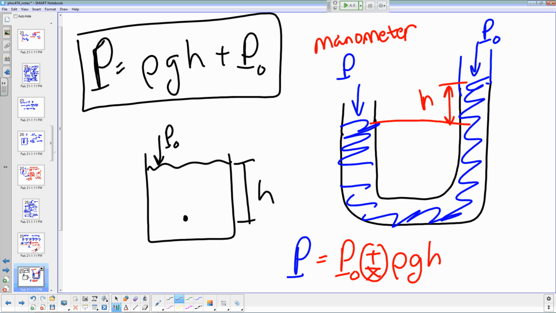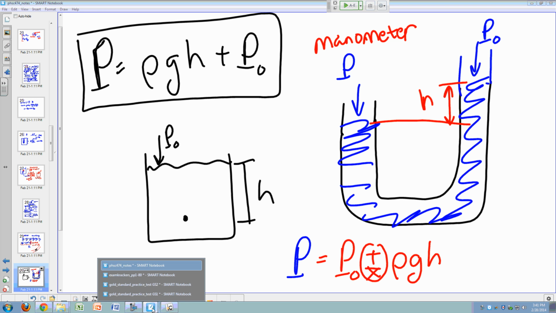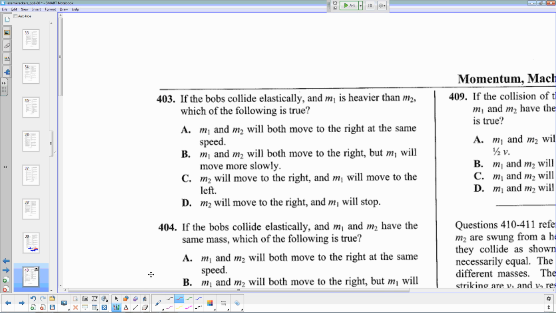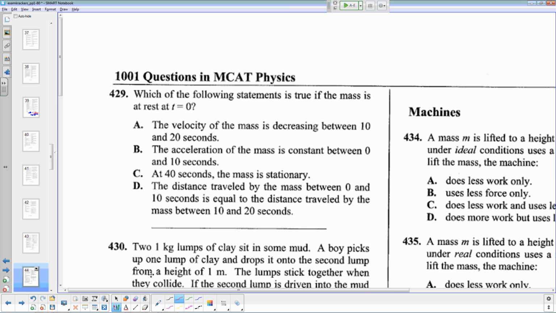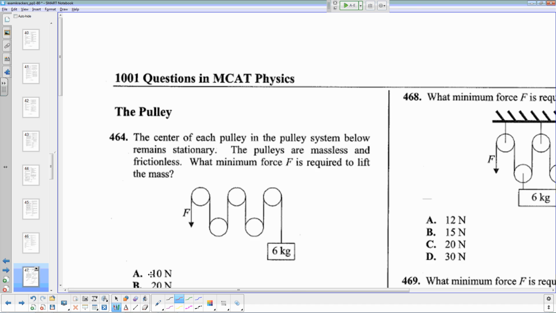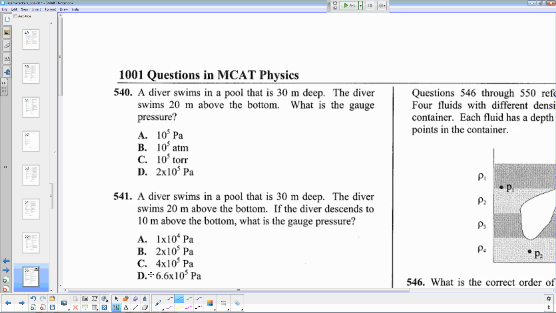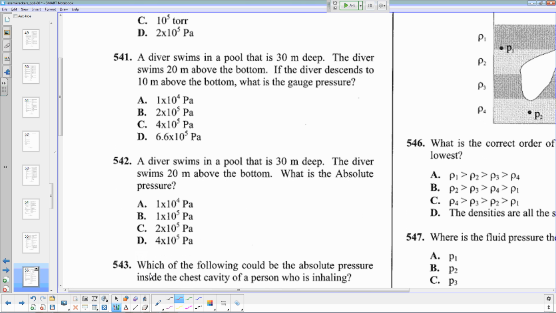Let's do a few questions, okay? We'll do a few application questions on this. We're going to look at the ExamKrackers. We'll do several things. Let's do 541 and 542. I haven't talked about gauge pressure versus absolute pressure.